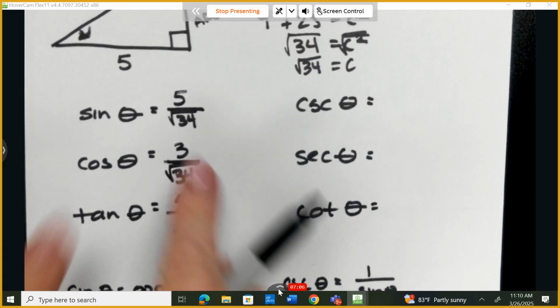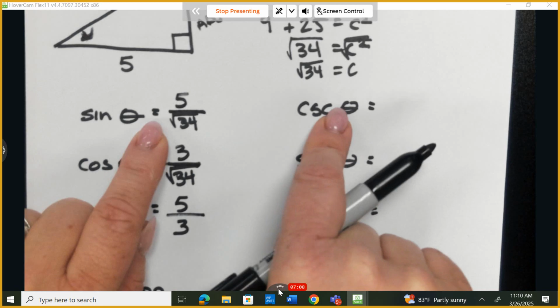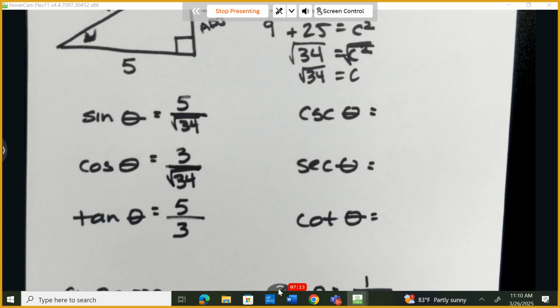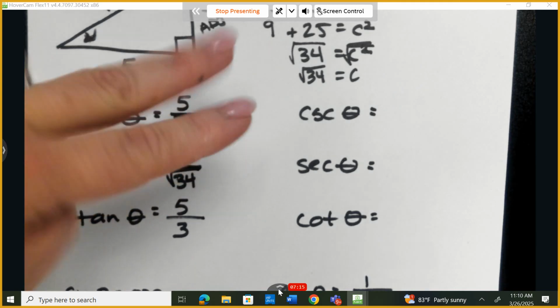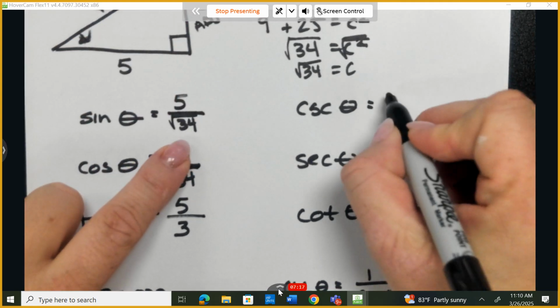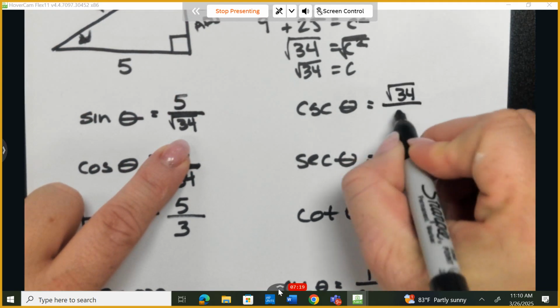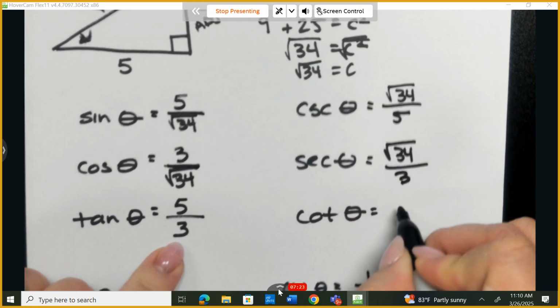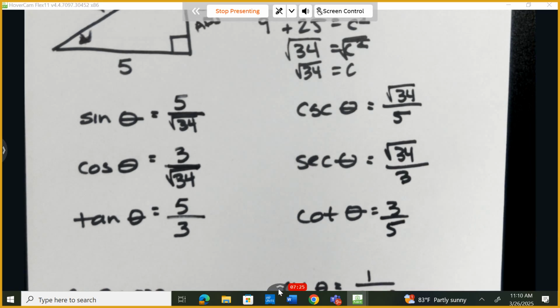Okay, now we're not going to use the word opposite here because the relationship is called the reciprocal. Reciprocal means we're literally taking it and flipping the top and the bottom. So this is going to be the square root of 34 over 5. This is going to be the square root of 34 over 3, and this is going to be 3 over 5. Please go ahead and do that. Can you repeat that? Yep, give me 1 second, I'll do it for you.